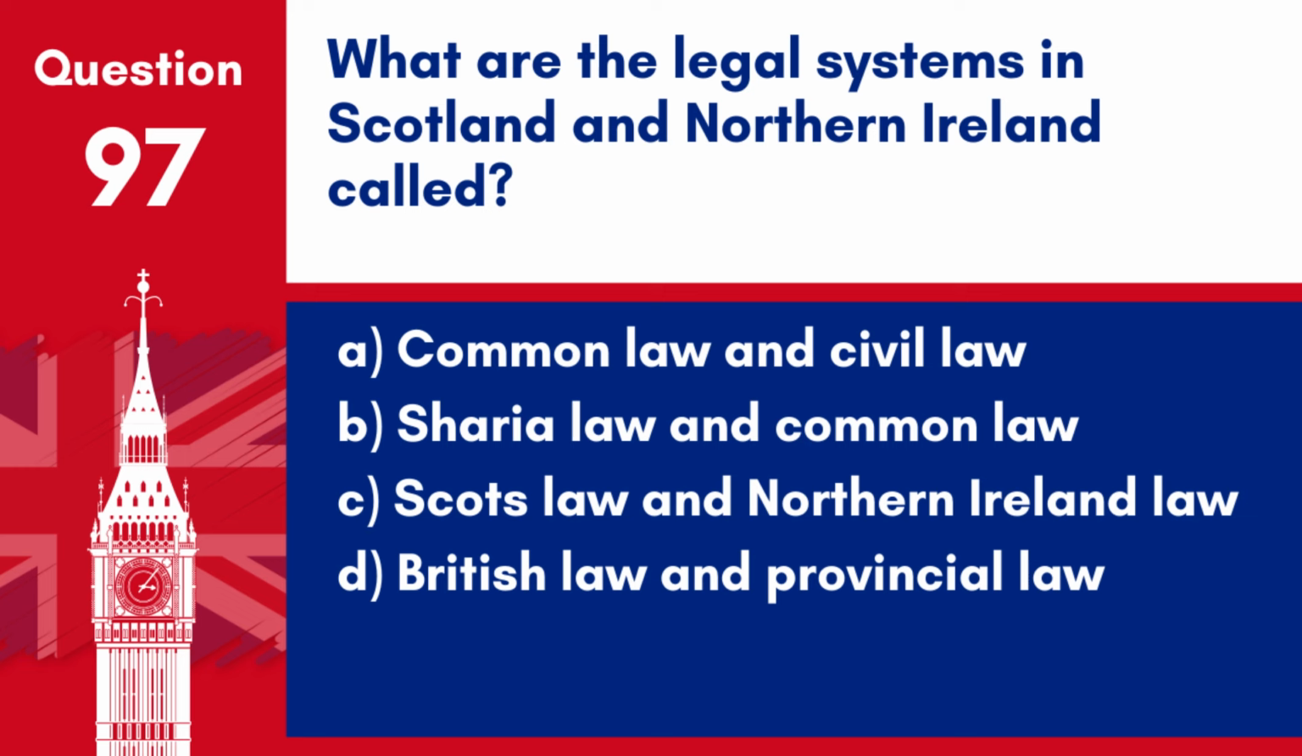Question 97. What are the legal systems in Scotland and Northern Ireland called? A. Common law and civil law. B. Sharia law and common law. C. Scots law and Northern Ireland law. D. British law and provincial law. Answer: C. Scots law and Northern Ireland law. Scotland and Northern Ireland have their own legal systems, known as Scots law and Northern Ireland law, respectively.